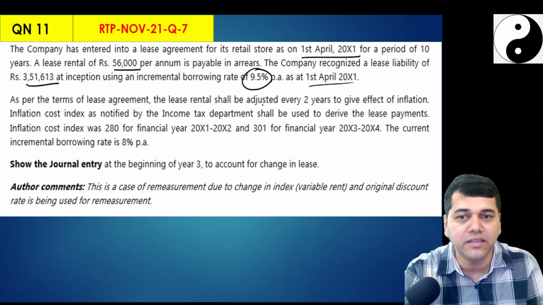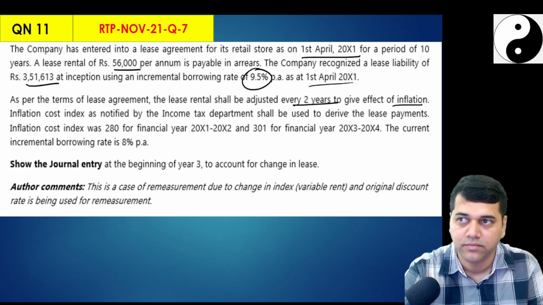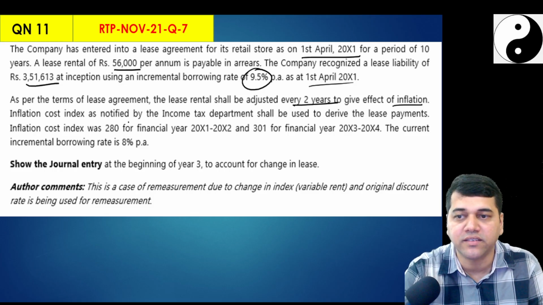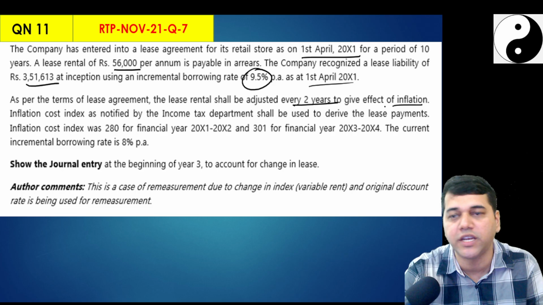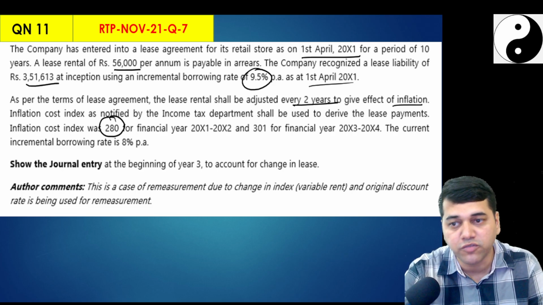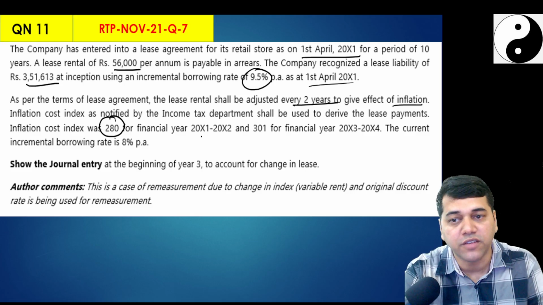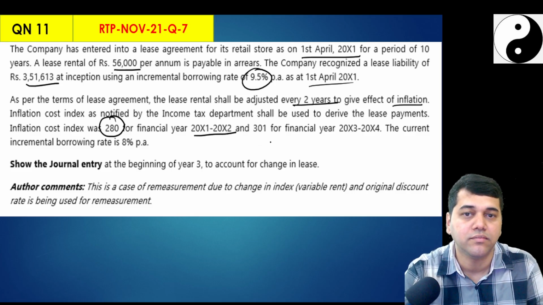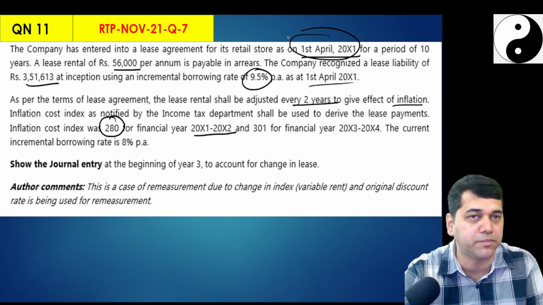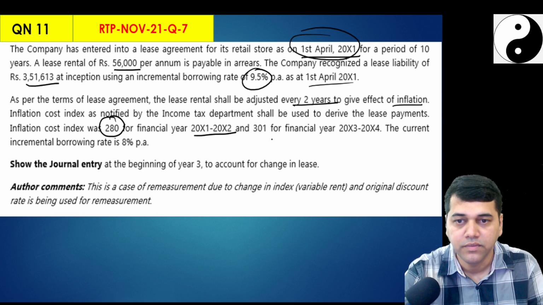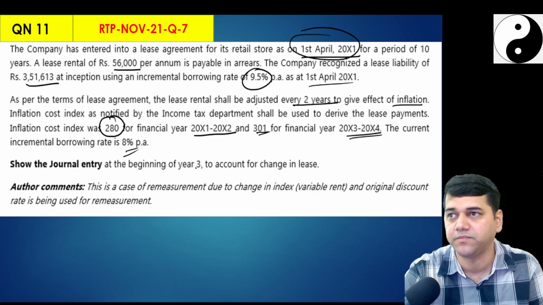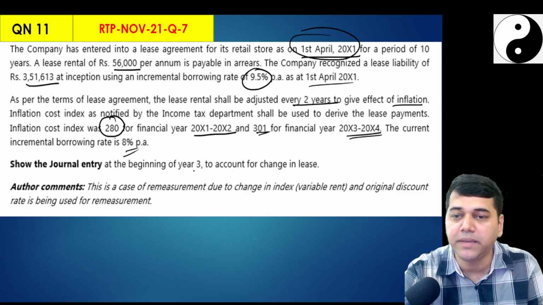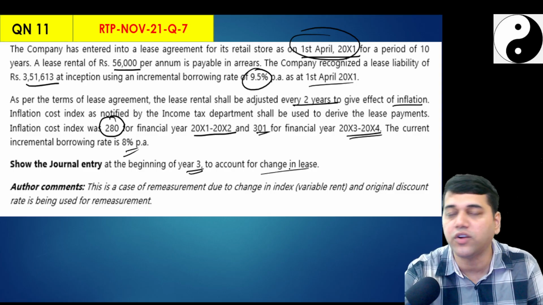As per the terms, the lease rental shall be adjusted every 2 years to give effect to inflation. Cost inflation index notified by the income tax department shall be used to derive the lease payments. Inflation cost was 280 for the financial year 11-12, okay, because you also started from 1st April only, and 301 for the year 13-14. The incremental borrowing rate is 8%. Now show the journal entry at the beginning of year 3 to account for the change in the lease.